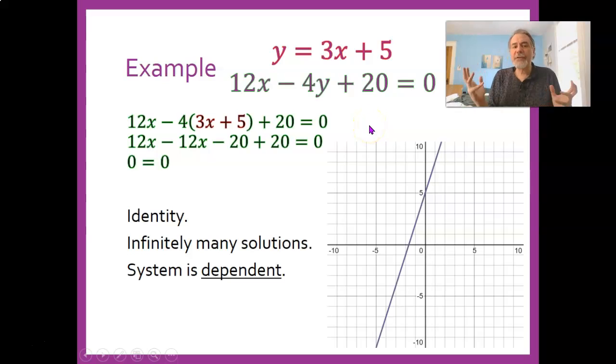So if you drew the graphs of these two equations, they would both turn out to be the same line. The graphs would just be right on top of one another. So any point along this line is going to have x and y coordinates that work in both equations. That's why there's infinitely many solutions to the system.